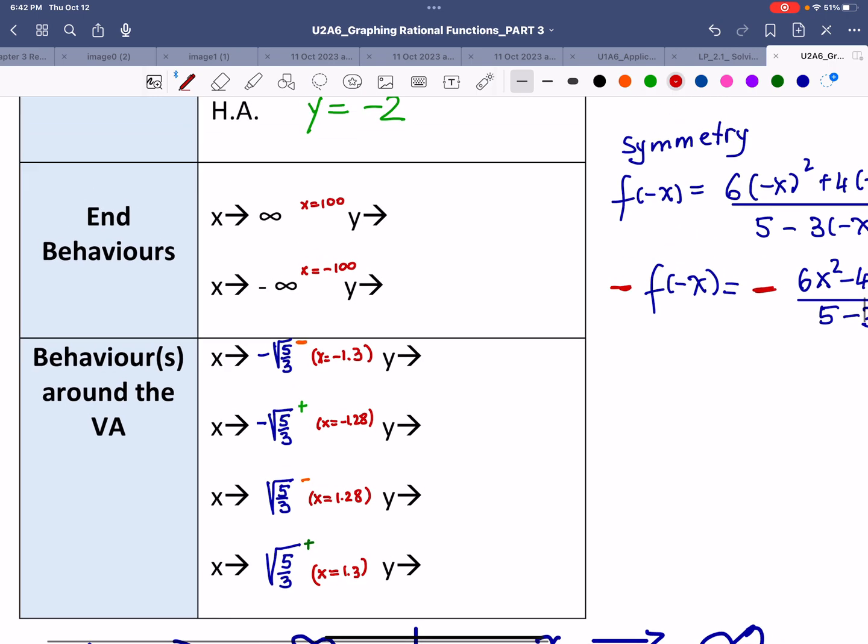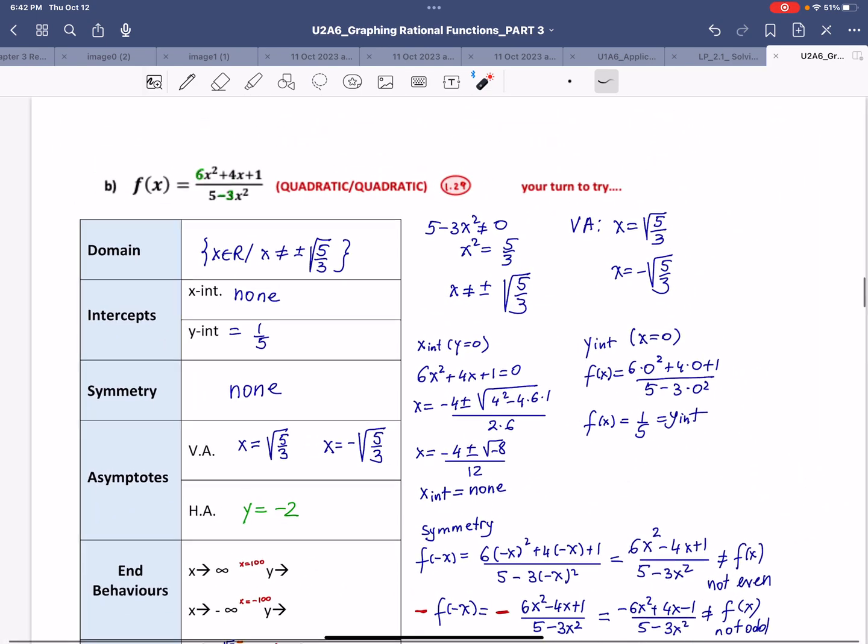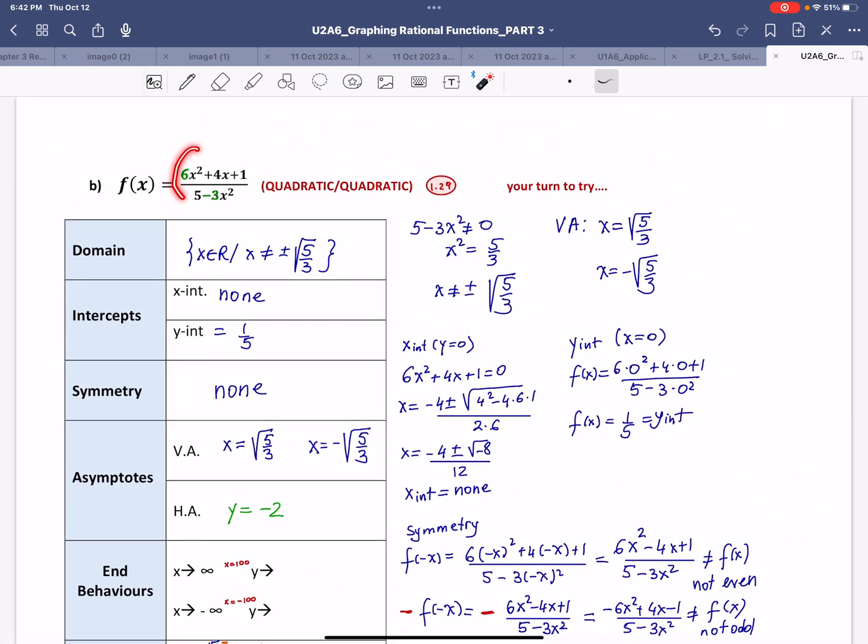And now we are ready to evaluate the function at the indicated points. So first we're going to start with the value of the function at x equals 100. Remember that this is the equation of the function that we are using, which means that instead of x, we'll have to substitute 100: 6 times 100 squared plus 4 times 100 plus 1, over 5 minus 3 times 100 squared. Remember to be very careful with the number you choose, that you substitute the same number for every x value. And I'm going to do this on the calculator.